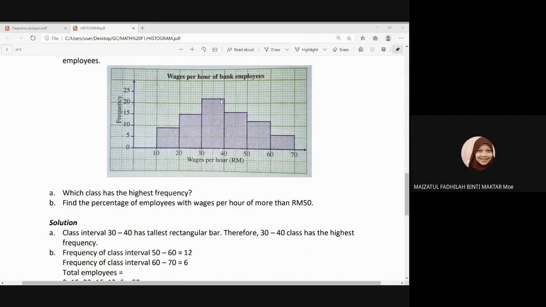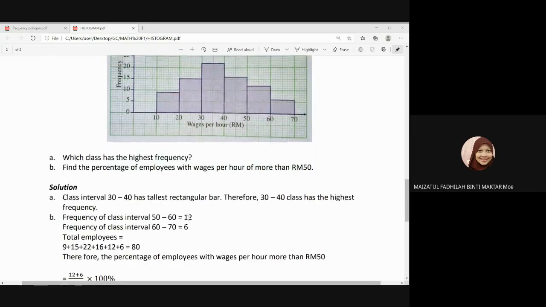From this graph, we just see which has the tallest rectangular bar. You can see it is between 30 and 40. So you just answer: the 30 to 40 class has the highest frequency because it has the tallest rectangular bar, if the question asks you for a reason.